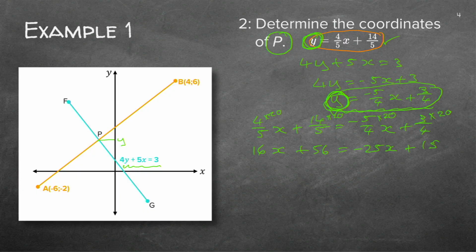And now I haven't got any fractions anymore, so I'm bringing all my x's to the left-hand side, which gives me 41x. If I add the 25, 15 minus 56 gives me minus 41. I don't want the x with something in front of it, so I divide by 41, and aren't I lucky? It's just minus 1. A very easy answer, but that is just half a point. That's now half of the point P. So now I still need to find the other half.